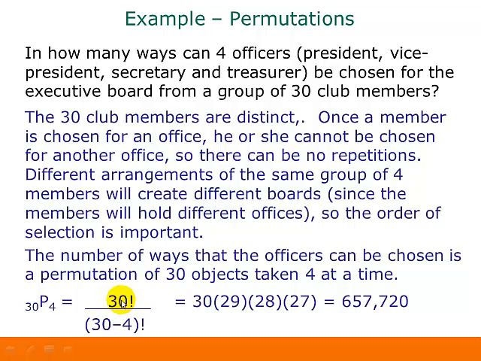If we're using the formula, we would do 30 factorial over 30 minus 4 factorial. If we're using the shortcut way, we start with 30 and we write down 4 numbers. So 30, 29, 28, and 27. If we multiply those together, we get 657,720.